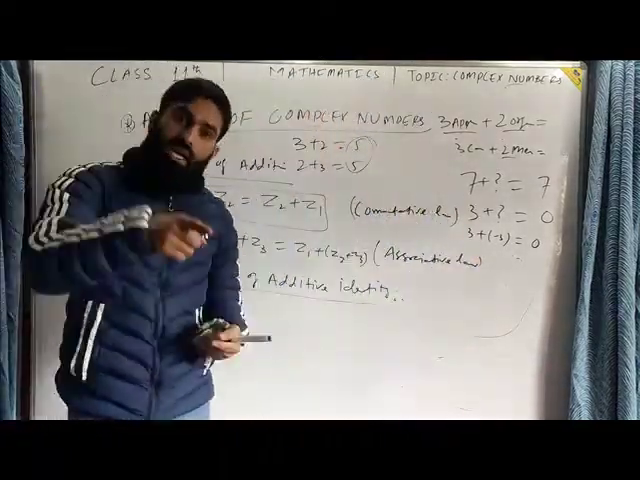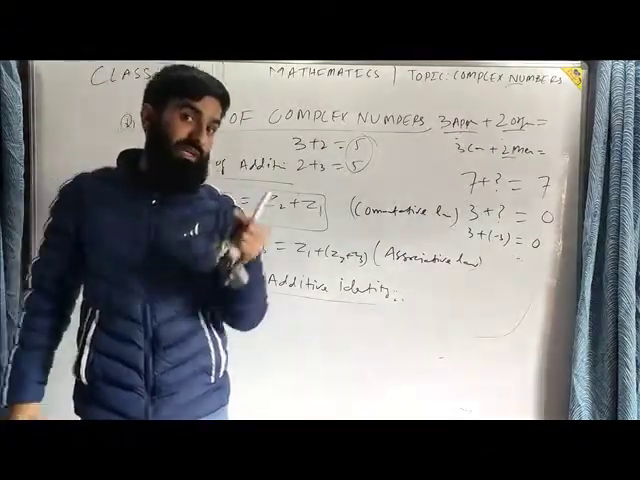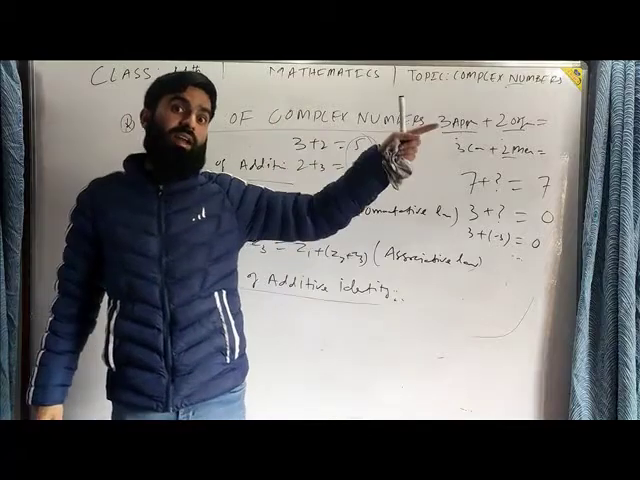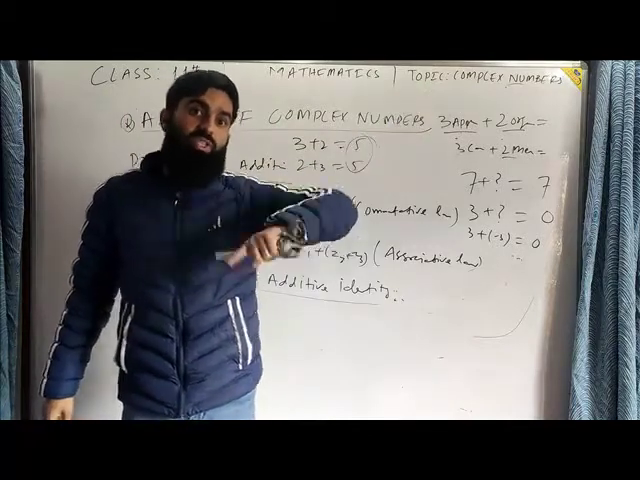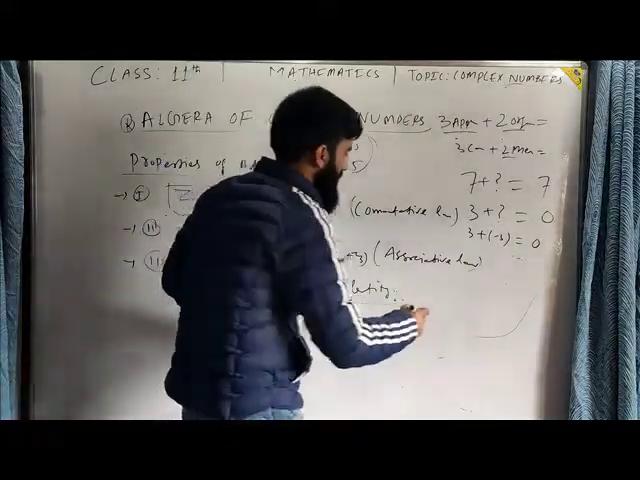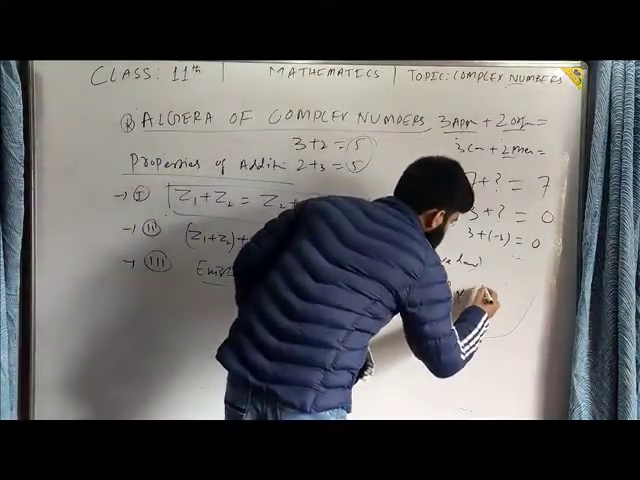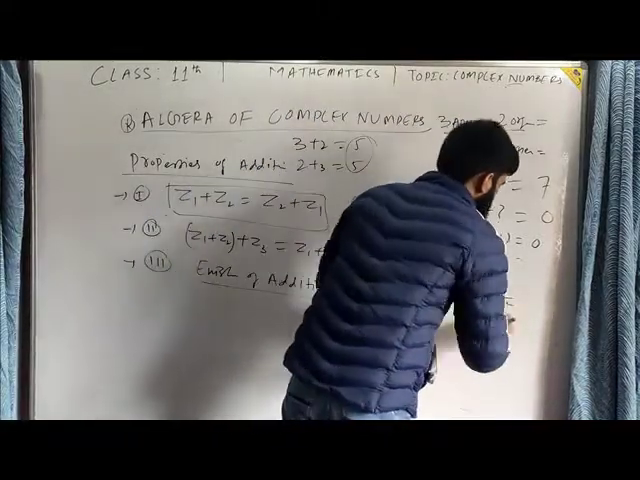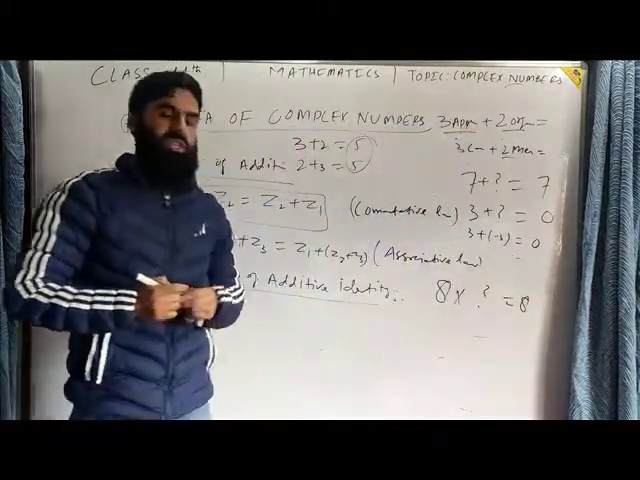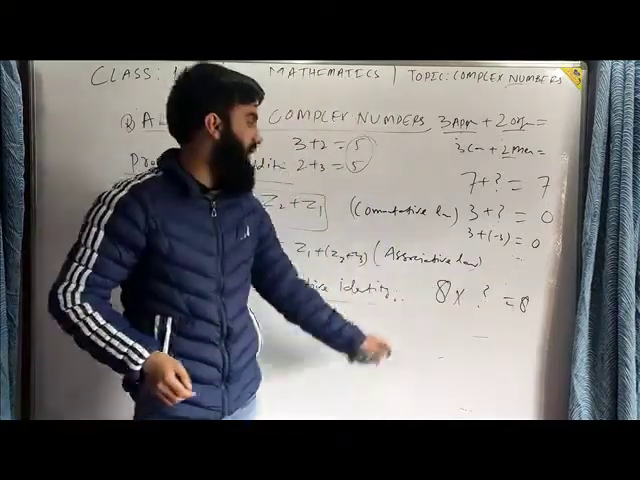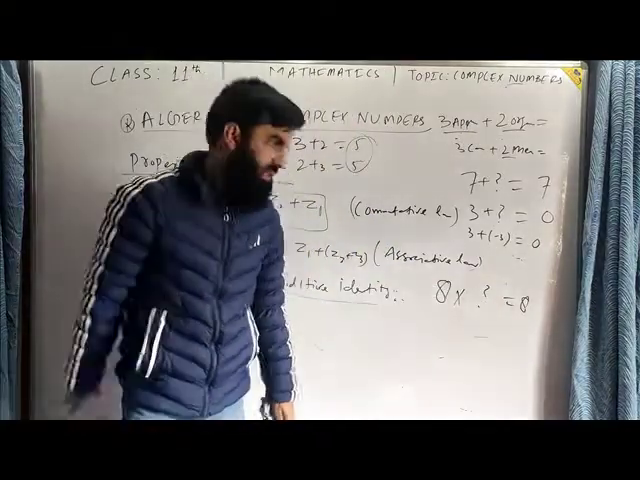And here is multiplicative identity and multiplicative inverse. Like additive identity, additive identity means to add, multiplicative identity means to multiply. What will we multiply to a particular number to get the same number back? For example, what to multiply 8 by in order to get the value 8? Obviously it is 1. If you multiply 1 with 8, you will get the value 8. So 1 is called a multiplicative identity, okay?